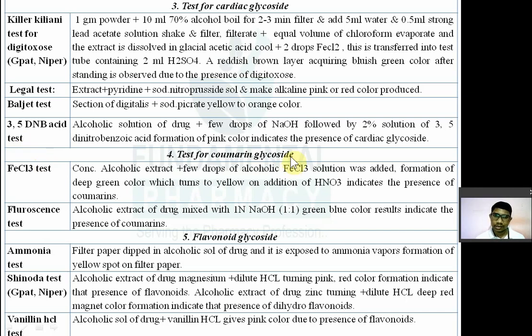Now we'll see the tests for coumarin glycosides. So what are the tests for coumarin glycosides? First one is the ferric chloride test, and the second one is the fluorescence test.